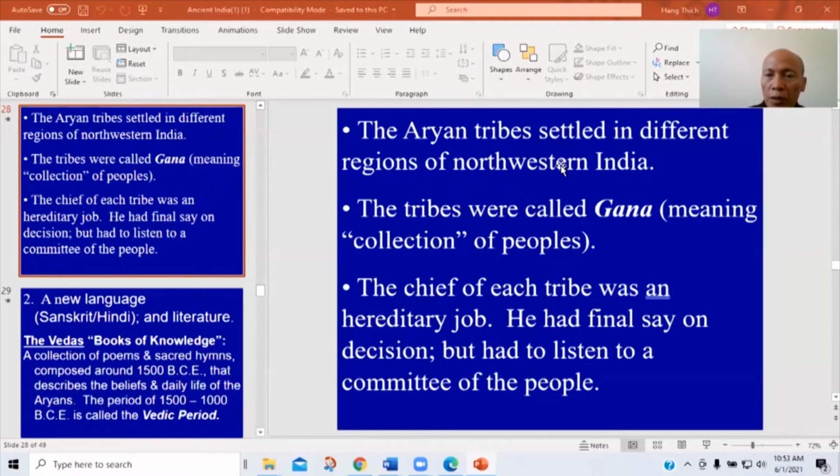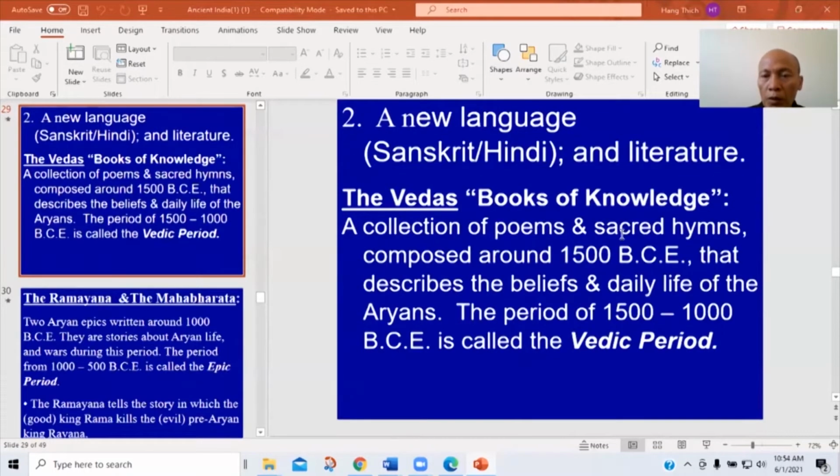The Aryan tribes settled in different regions of northwestern India. The tribes were called Gana, meaning collection of people. The chief of each tribe took the job as a hereditary job. They had the final say on decisions, but they needed to listen to the community. And they developed Sanskrit, the new language, as well as literature. They brought with them the Vedas, the books of knowledge.